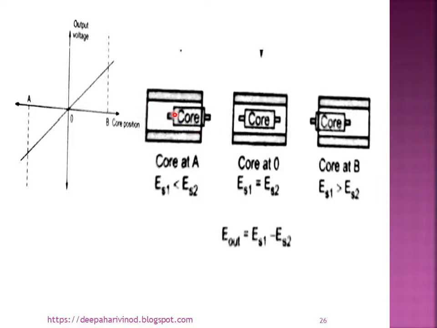So in the first case, if the core is to the right side, then ES1 is less than ES2. And in the last figure, if the core is to the leftmost side, then ES1 is greater than ES2. In the middle one, if the core is in the middle, the output voltage will be equal. And finally, the output voltage equation is given as ES1 minus ES2. This is the plot, that is output voltage versus the core position.